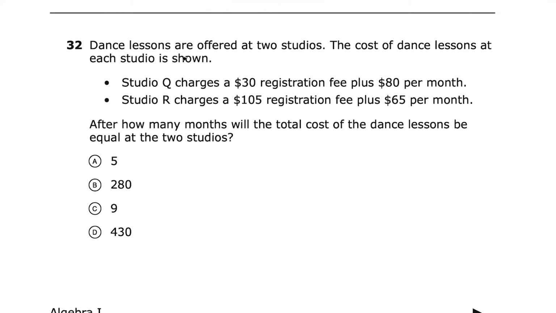Question 32, we have dance lessons offered at 2 studios, and the cost of dance lessons at each studio is shown. So we have Studio Q charges a $30 registration fee plus $80 per month. Now this part here represents the rate, and this is the fixed amount. So for questions like this, I'm thinking of y equals mx plus b. In the context of word problems like this, m we just treat as the rate of change. So this is the rate, and b is the fixed amount.